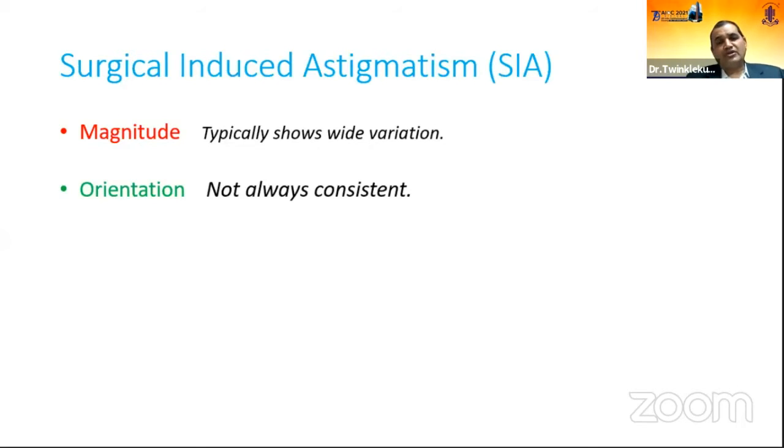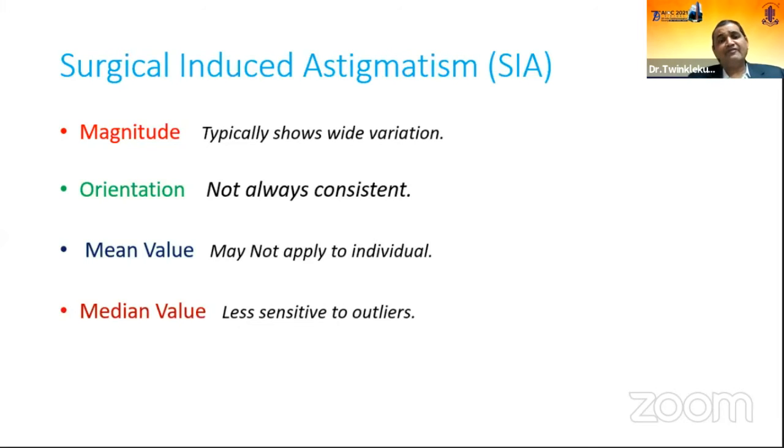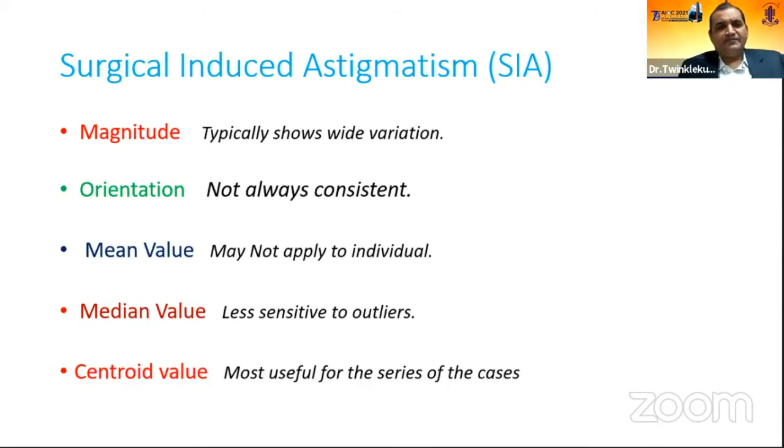The orientation is also not consistent. All the surgeons are operating at the 180 degree, but they are not getting the same orientation in the postoperative results. The mean value also cannot be applied to an individual, and the median value has very little sensitivity because of the outliers. So now we are coming up with another thing, that is the centroid value, which is the most useful for a series of cases. Now we go into a little bit of detail about the centroid value.